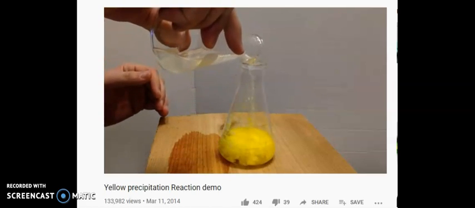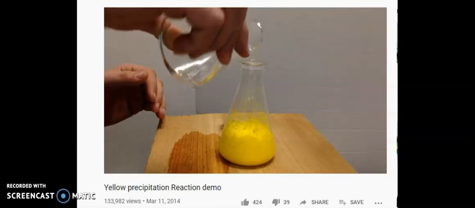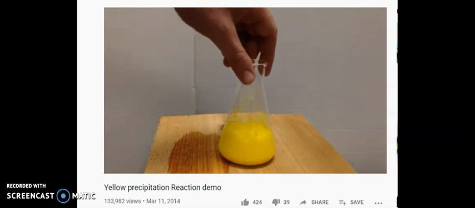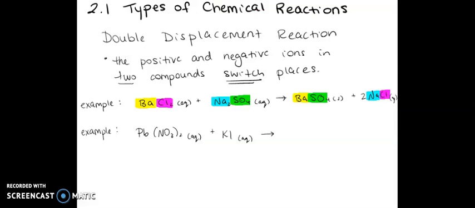Here we go. Very brilliant reaction. You see that's a very pretty yellow precipitate. So for the products, we get solid lead iodide, that is yellow, and potassium nitrate. In a double displacement reaction, the positive and negative ions switch. So now A is with B and C is with B.